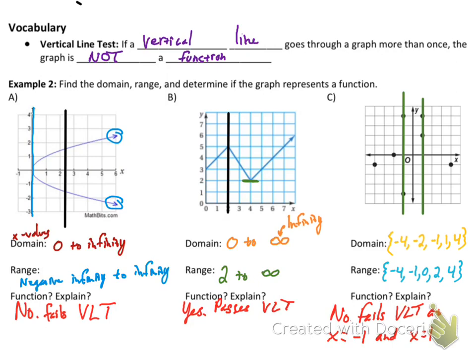All right, and then we got C, which is just a collection of points on a graph. The domain here is all the possible x values. So you just look at all your ordered pairs, and you list all the x values. Your range is all the y values. And then is this a function? No, because if you draw a vertical line, it's going to hit 2 points, both at x equals -1 and at x equals 1. All right, so that is the intro into relations and functions.